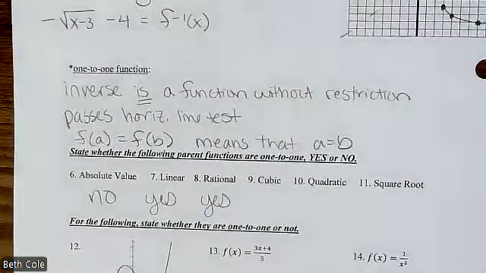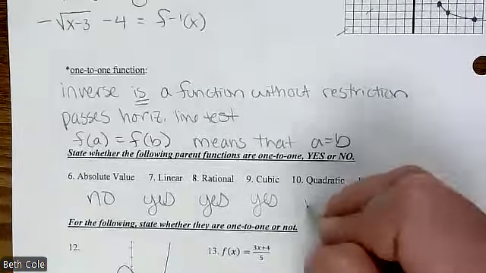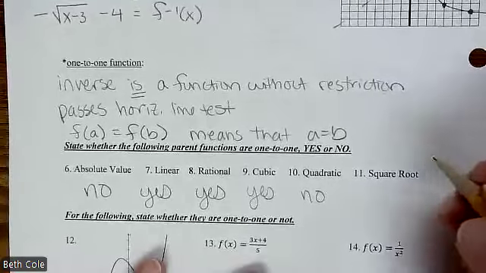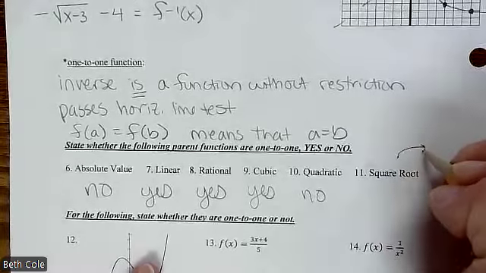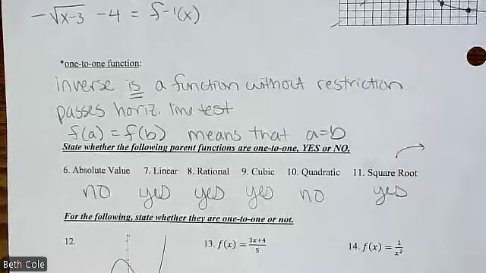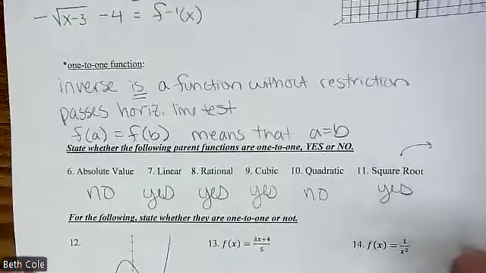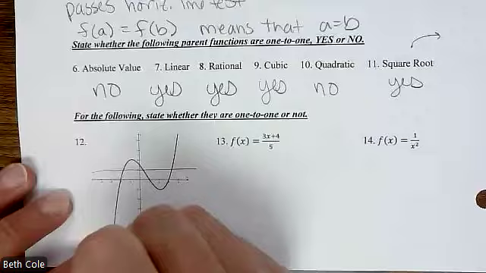Cubic is a little wiggly thing. That passes. Quadratic is no. If you draw a horizontal line through, it's going to hit twice. And exactly, and that's the examples that we were just doing. And then square root looks like this, so that's a yes. Yippee. So what do you think about 12? Does that pass? No. Do you see how if you draw a horizontal line, it hits a whole bunch of times?